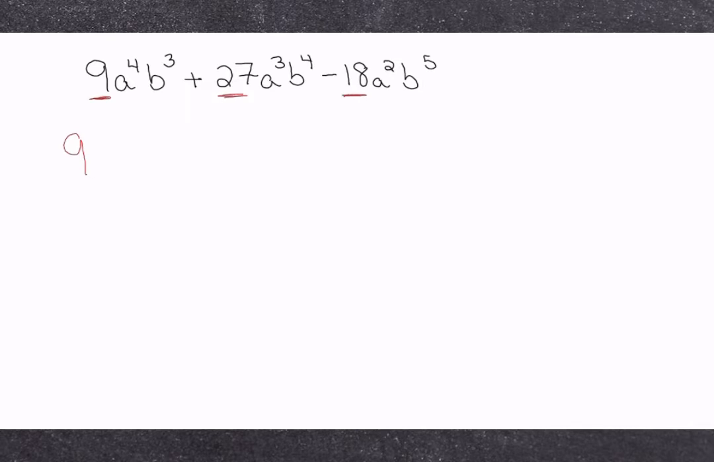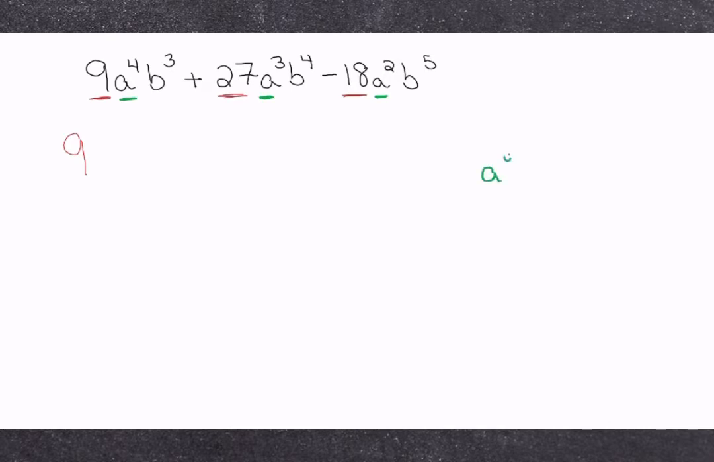Now let's look at our variables, one at a time. Let's just look at A. And as you're working through your handout, you can underline the variables just like I'm doing. Underline all the A's so your mind can just focus on A. So I have A to the fourth, A to the third, A squared. How many do they have in common? Think about how I did that little chart.